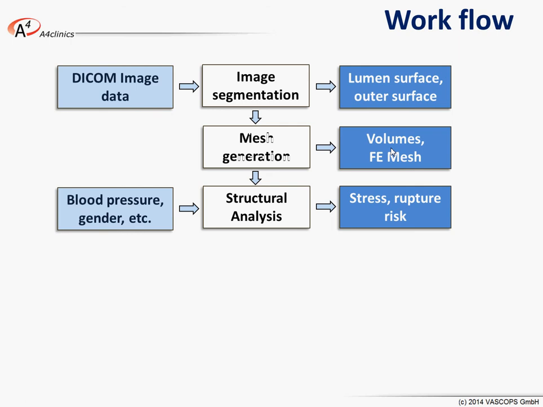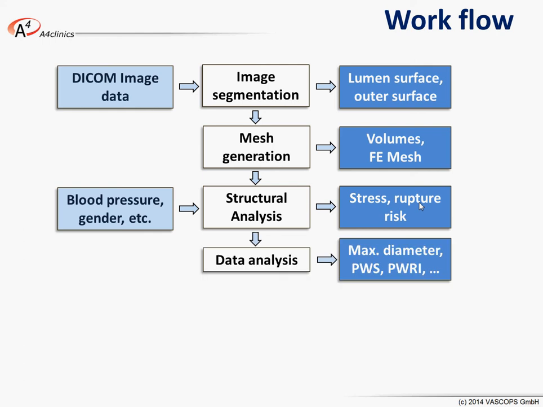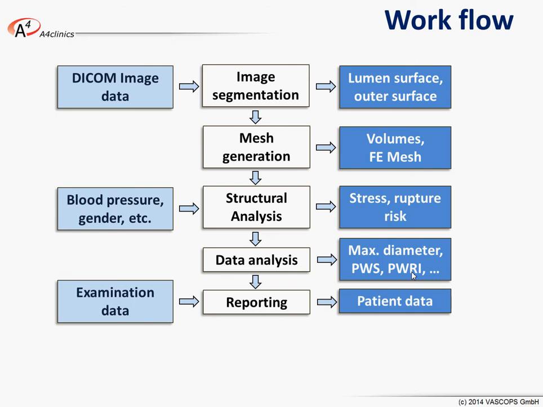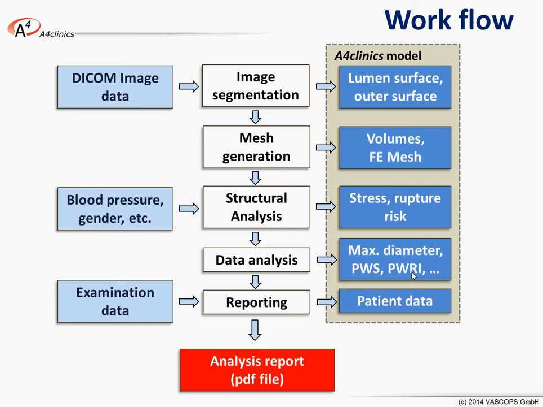By prescribing the blood pressure and other patient-specific properties, we then can perform the structural analysis based on the finite element method, which will then predict stress in the wall, rupture risk in the wall, and also in the thrombus. Now we extract the most important data from this analysis, such that we can identify the maximum diameter, peak wall stress, peak wall rupture risk index, volumes, and so forth. And finally we will have a reporting task where other patient-specific information can be put into the final report. The final report is then output as a PDF file, and how that looks we're going to see later in the live case demonstration.